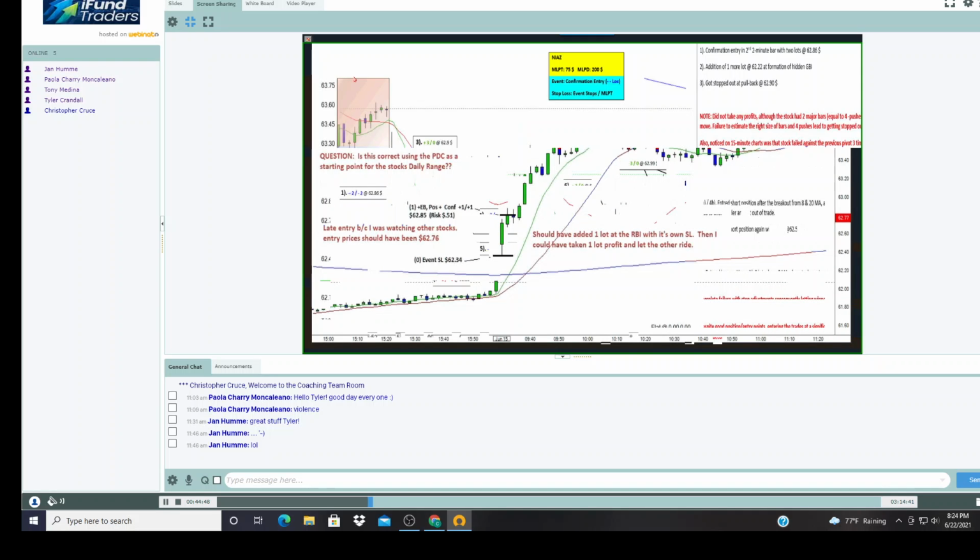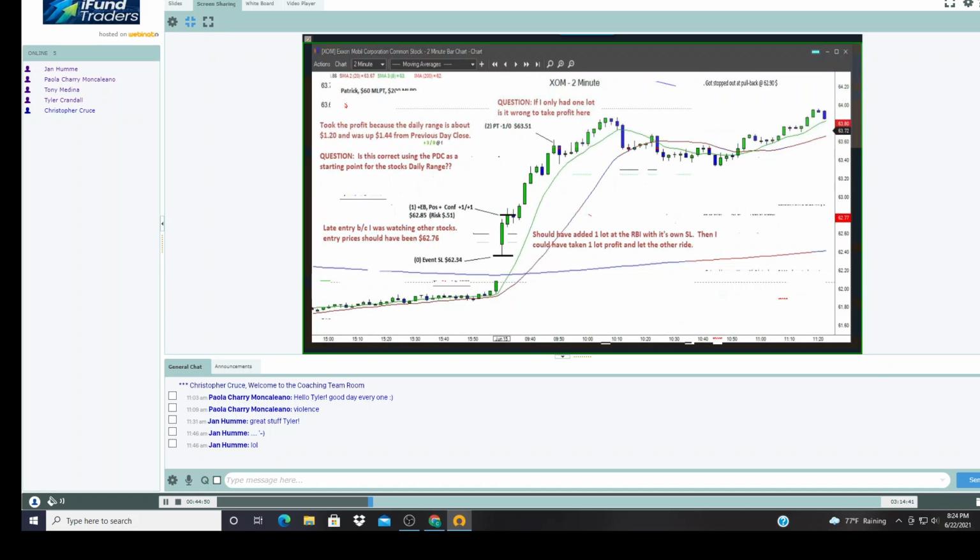Now this has a lot more clarity, doesn't it? Right? So here's Patrick's trade, $60 loss per trade. Nice entry up here, one lot entry, and rode it all the way out to here. And so the question, if I only had one lot, is it wrong to take profit here? Took profit because the daily range is about $1.20, and we're $1.44 from the previous day's close.